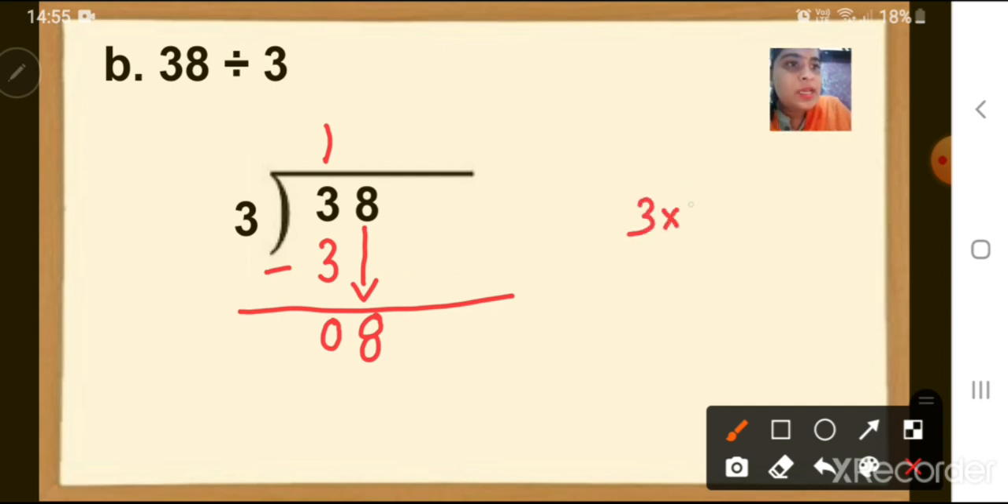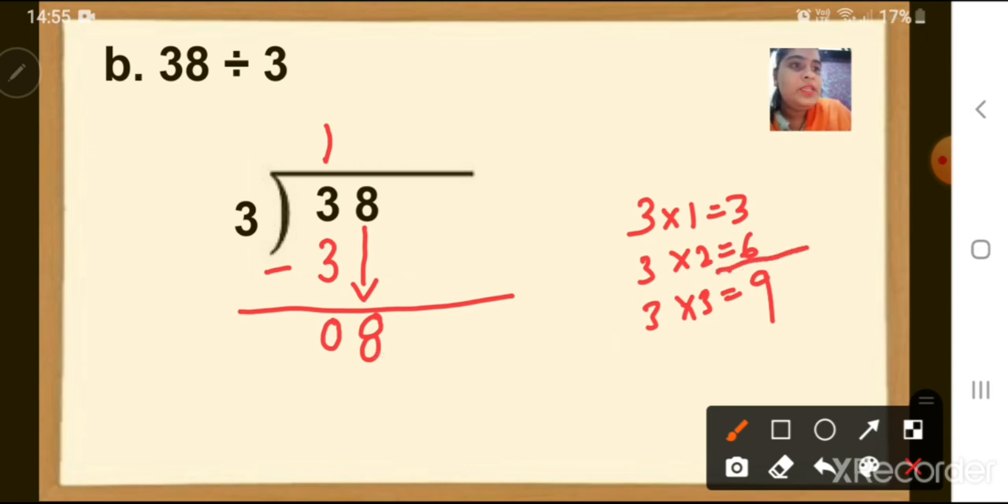See, 3 ones is 3, 3 twos are 6, 3 threes are 9. So we have number 8 as the dividend. Number 8 will come in between 3 twos are 6 and 3 threes are 9, correct? And what did the teacher say? Teacher told you that we cannot take a bigger number. We always have to take a nearby smaller number. So we have to take 3 twos are 6. So we'll write the number 3 here, 3 twos are 6.